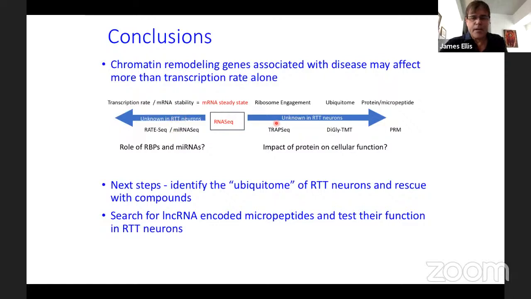But from a therapeutic potential aspect, we want to identify the ubiquitome of the Rett neurons to see what changes are happening at the ubiquitination level, and can we rescue this with compounds that are directed at ubiquitin E3 ligases. Also, search for evidence that the long non-coding RNAs actually do encode micropeptides that are differentially expressed in the Rett syndrome neurons, and start looking to test their function in the Rett syndrome neurons, and the multi-electrode array could help address an assay to do that.